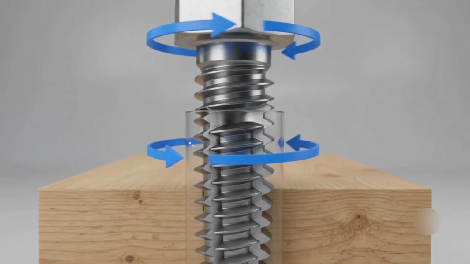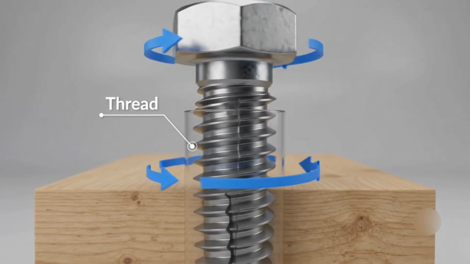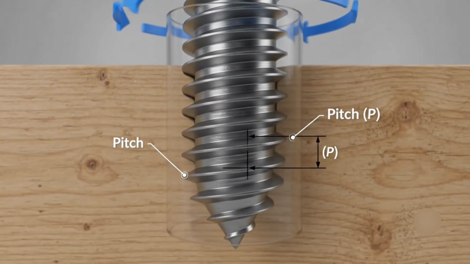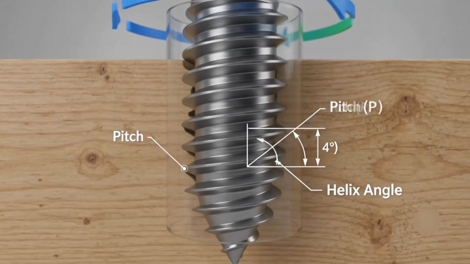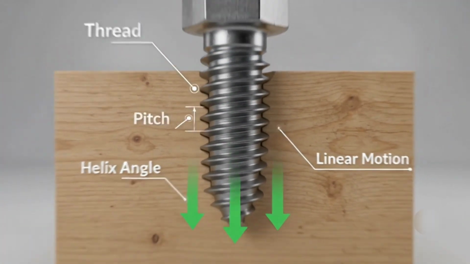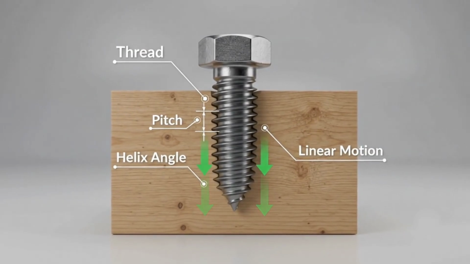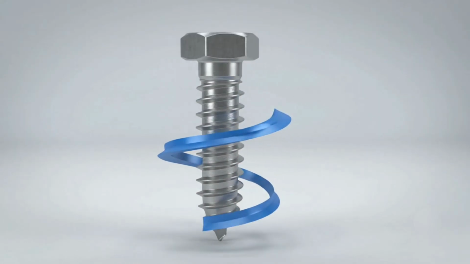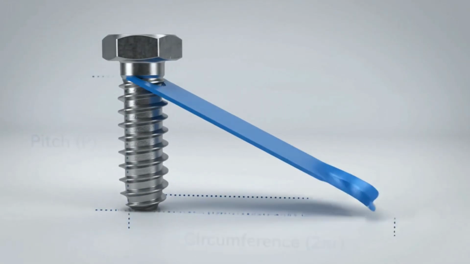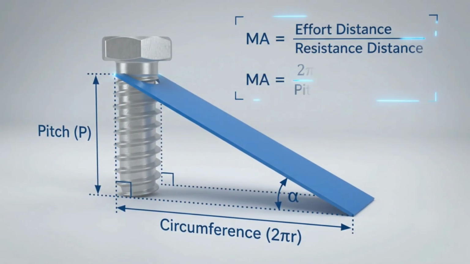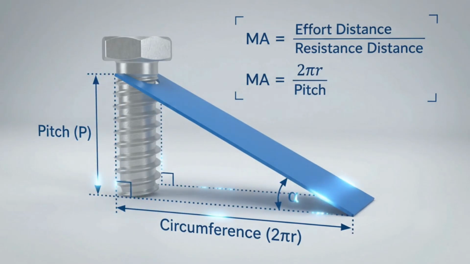Screw. A screw is an inclined plane wrapped helically around a cylindrical shaft. As the screw rotates, its threads convert rotational motion into linear motion. The key property of a screw is its pitch, which is the distance advanced during one complete rotation. The ideal mechanical advantage is MA equals circumference over pitch, or MA equals 2πr over pitch, where r is the radius of the screw.